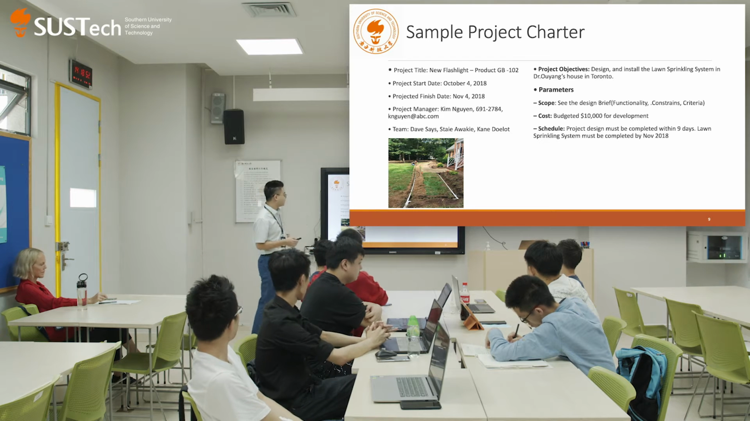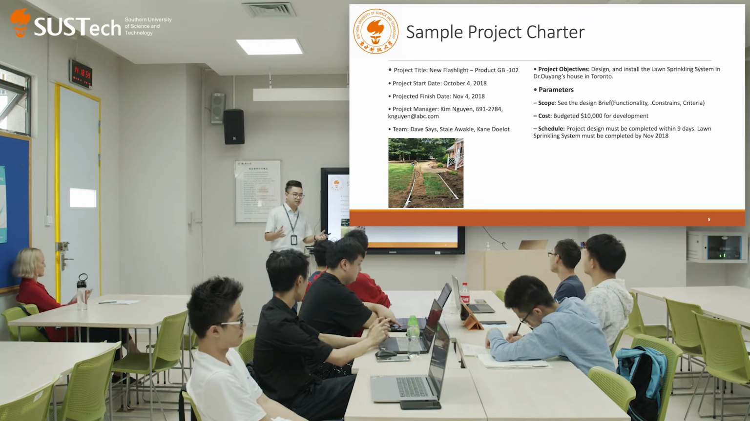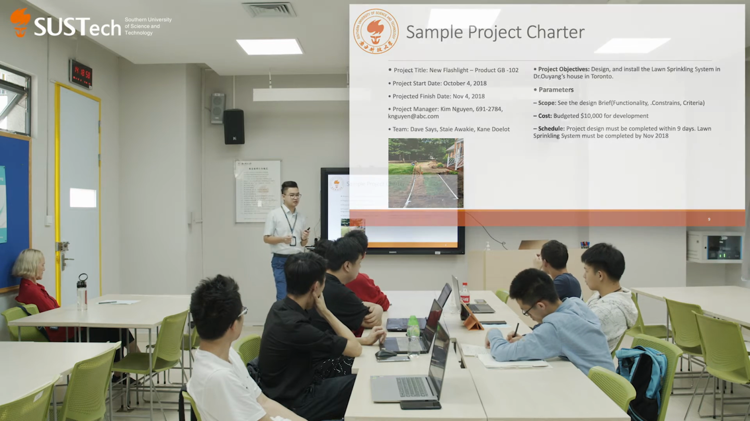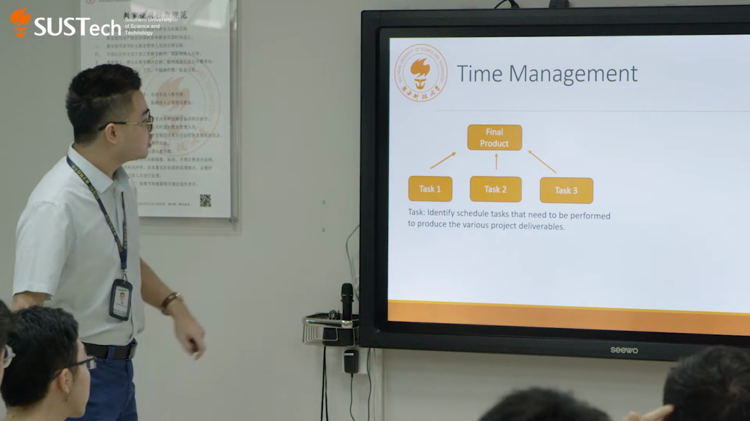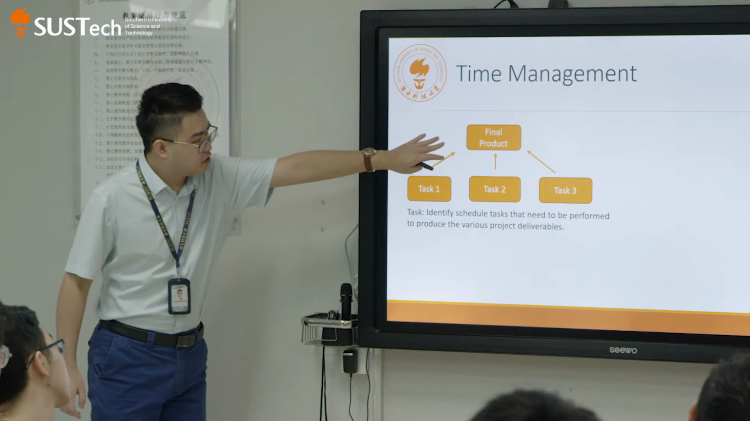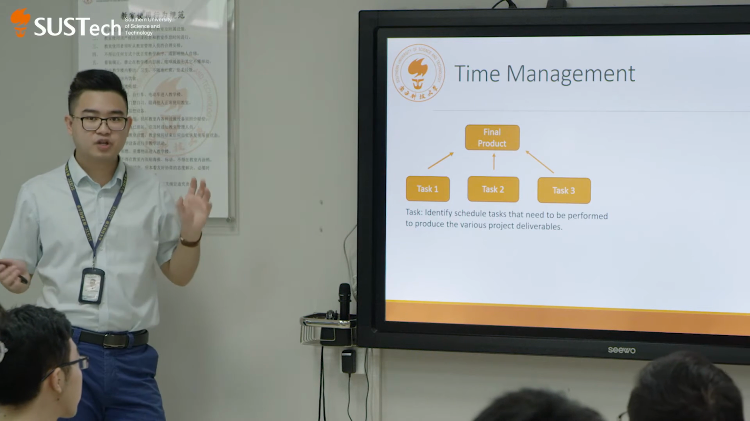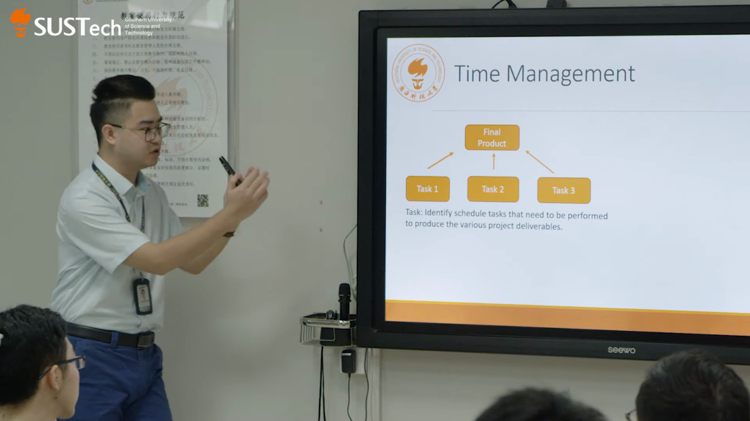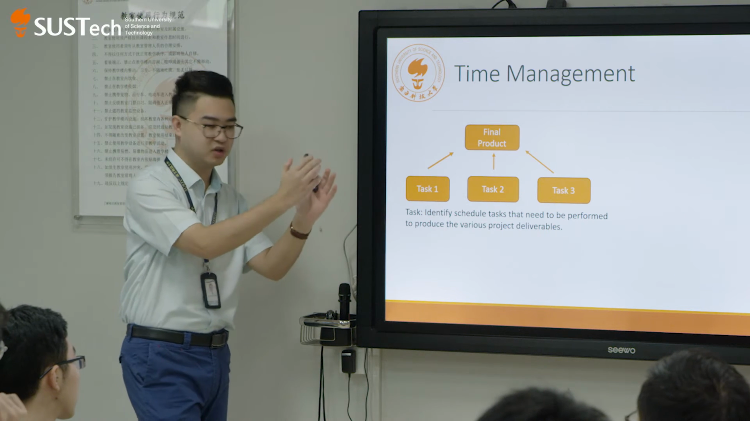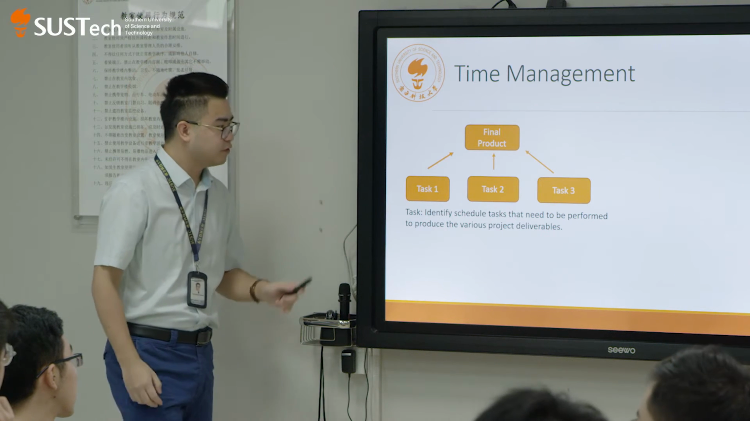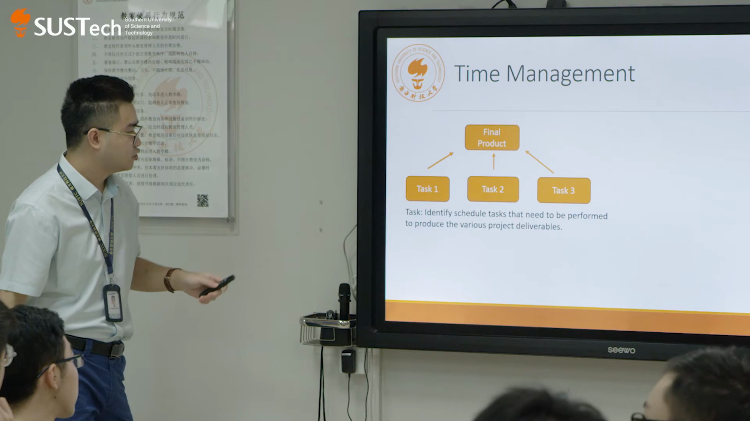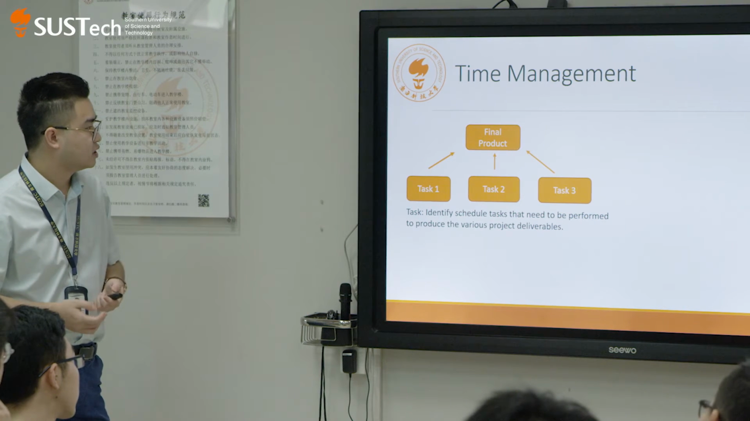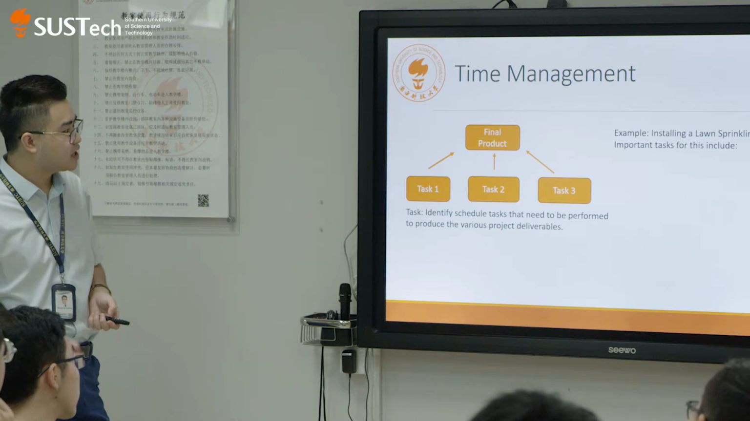And after that, we are going to break down the whole project into specific tasks, right? So see, this is the final product. And the way we do project management is we break it down into small projects or small tasks, right? And then we first identify each task to be performed and produced over the different deliverables, right? So let me give you an example.